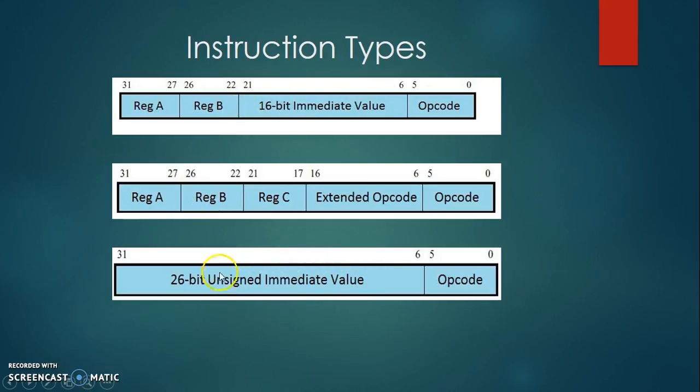Then we have these J type instructions. Examples of these type of instructions are call, which call the subroutine from the code. There's a 26-bit unsigned immediate value. This 26-bit unsigned immediate value can represent up to 256 MB of instruction memory. That is, it can jump up to 256 megabytes of memory.